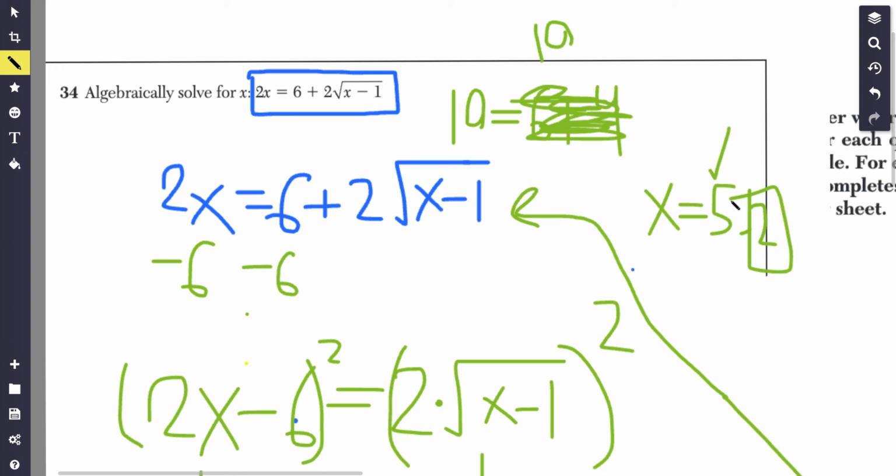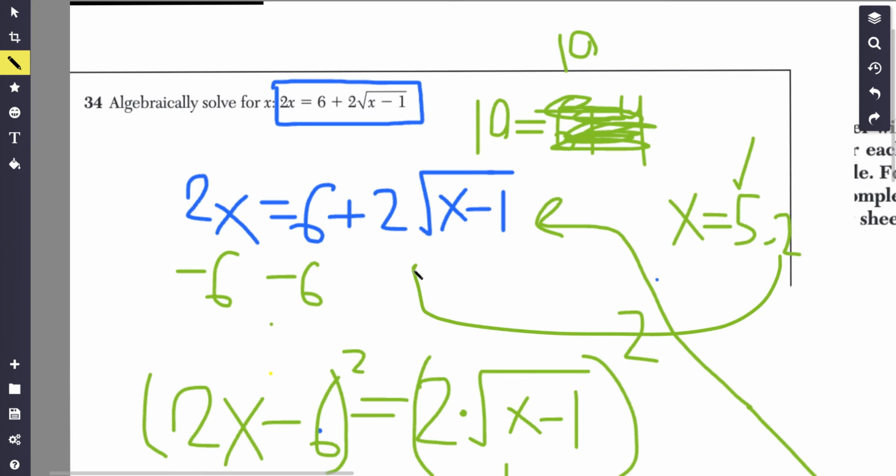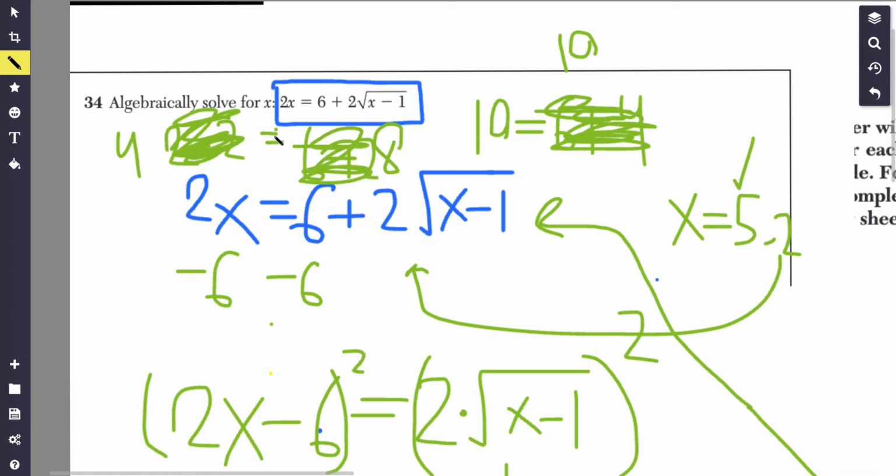Now let's check for 2. If I plug 2 into my equation, I get 2 times 2 is equal to 6 plus 2 times the square root of 2 minus 1, which is just 1. And the square root of 1 is 1. So it's just going to be 6 plus 2. And 2 times 2 is 4. Wait, 4 isn't equal to 8.